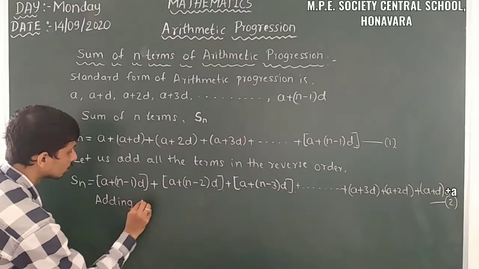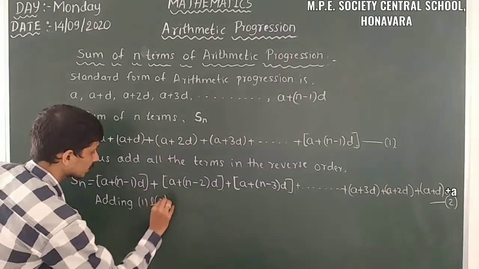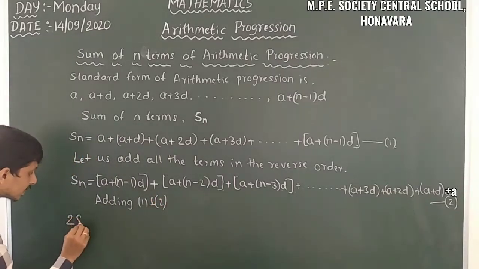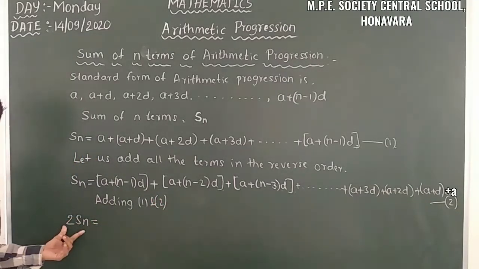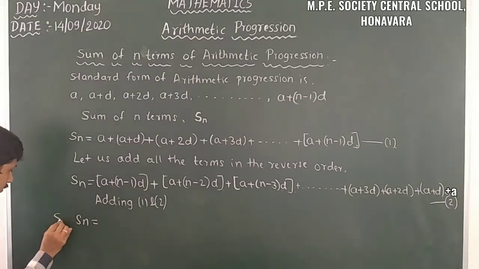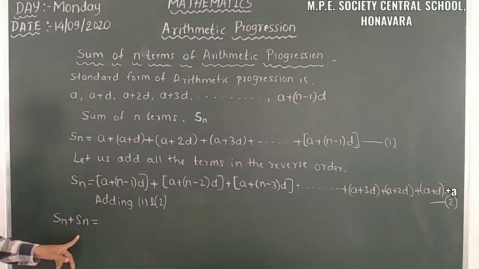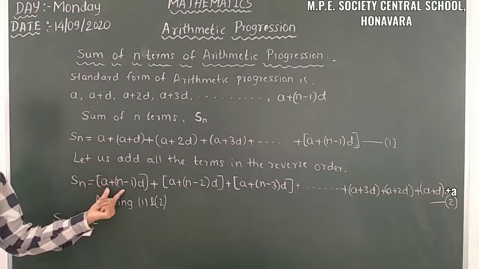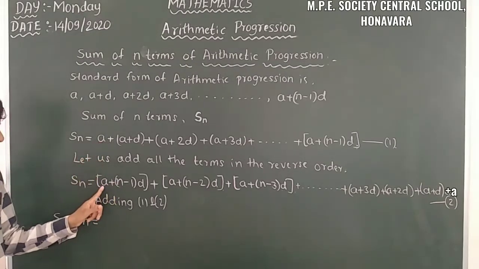Adding 1 and 2, what happens is 2 into Sn. How does 2 into Sn become? Here it is Sn plus Sn, so better you can write it like this only. Sn plus Sn: the first one is also Sn, the second one is also Sn. After that we have to add the first term with the first term. When we add the first term with the first term, just observe.